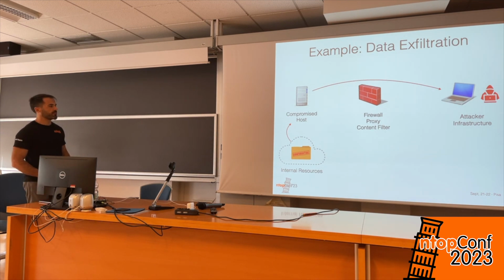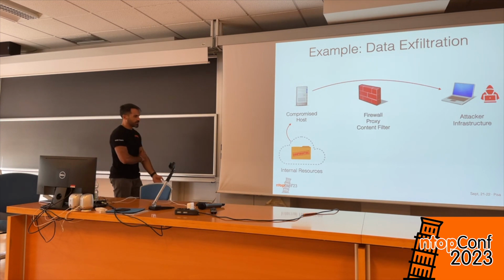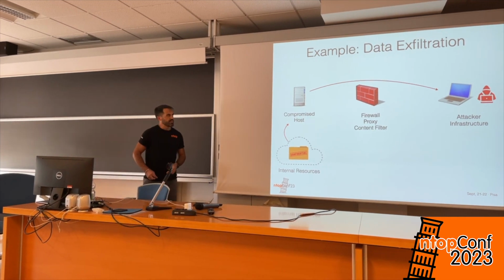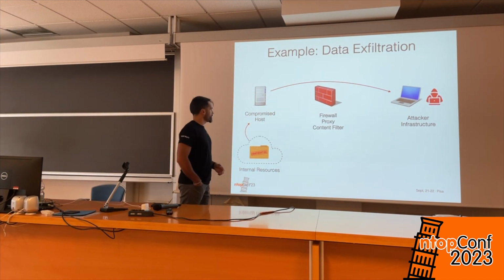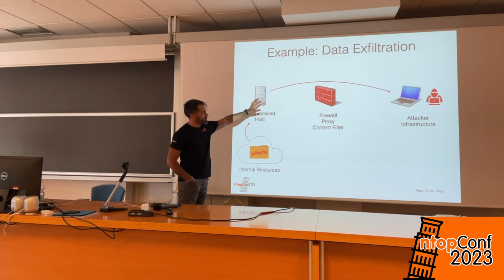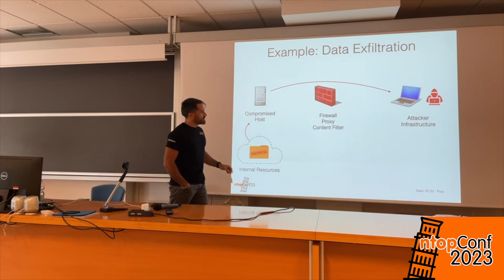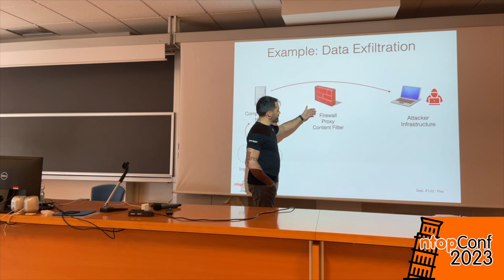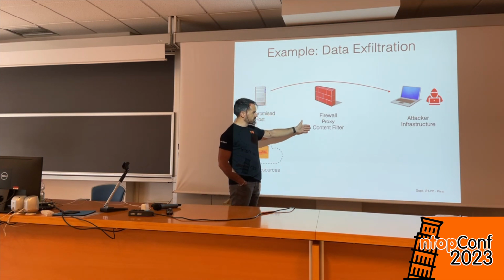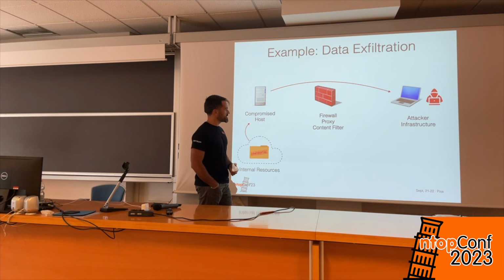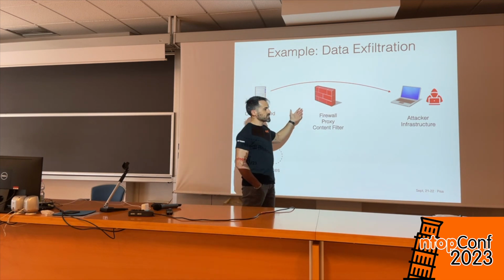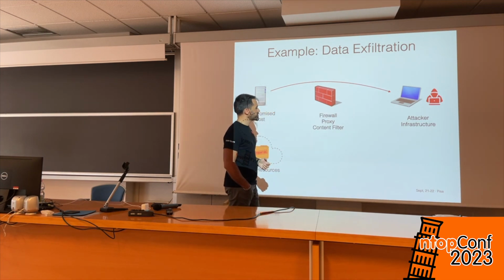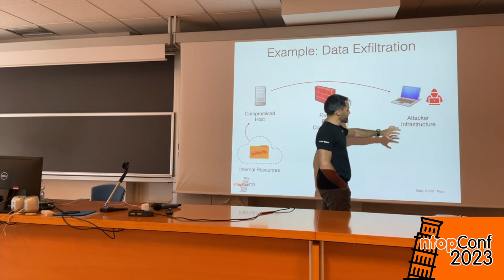So I was looking for an example for today to show you how to use the tools, and I selected the data exfiltration case. In this case, we have our private network, which is connected to the internet through a firewall, a proxy that does content filtering, for instance, to avoid unwanted communications, to avoid that some data from our network is exfiltrating through the internet. And then we have the internet.